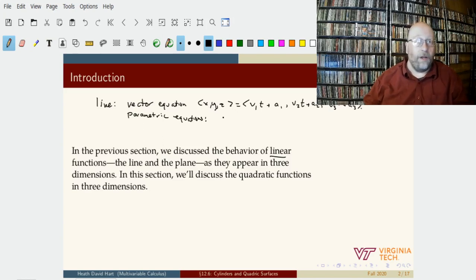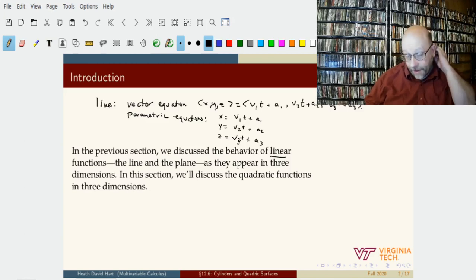in which we just separate this out into 3 separate equations. X equals v1t plus a1, and y equals v2t plus a2, and z equals v3t plus a3. A plane has a single equation.